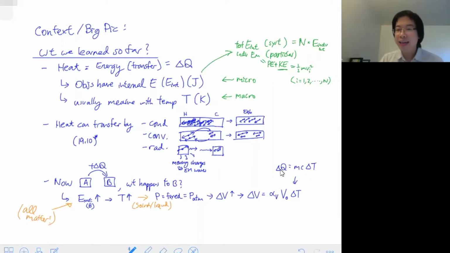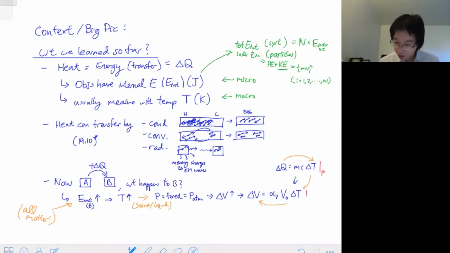So you supply some heat. And this is actually a good sequence to remember. You supply heat, it will increase the temperature, and then the temperature will increase the volume. So this is how the heat transfer cycle works. 1, 2, 3, like that.